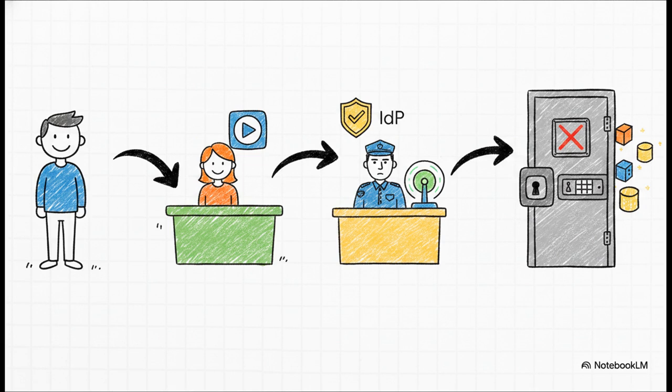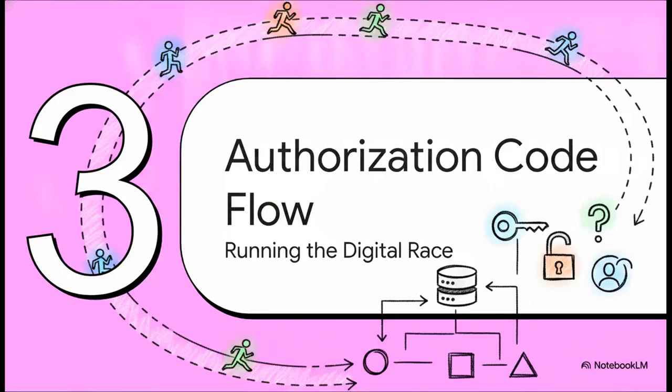This is the locked office deep inside the building that you actually want to enter. It represents the backend database or application that holds Jenny's private data. Section 3, the authorization code flow. Now that we know who is involved, let's watch them run a digital relay race.